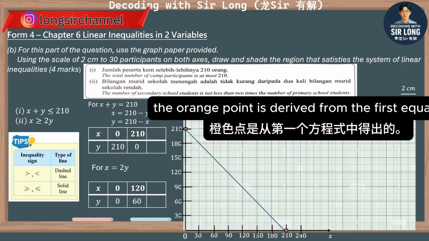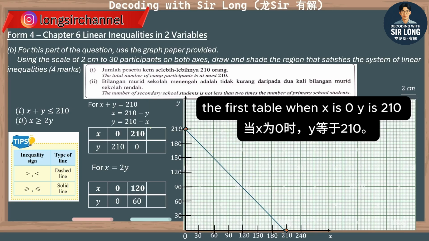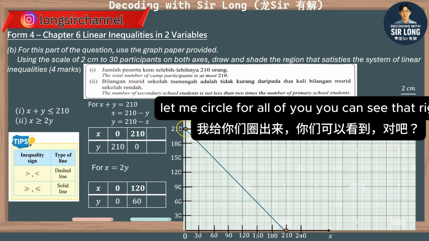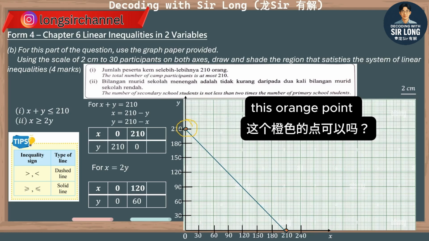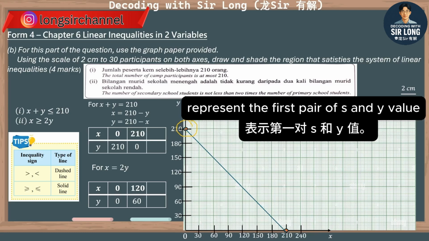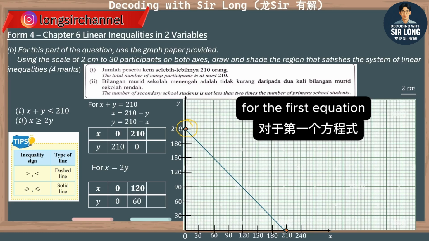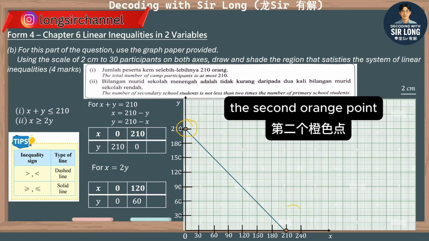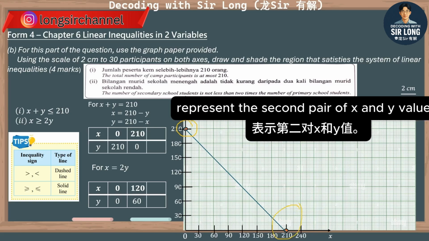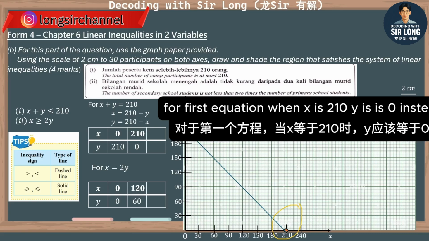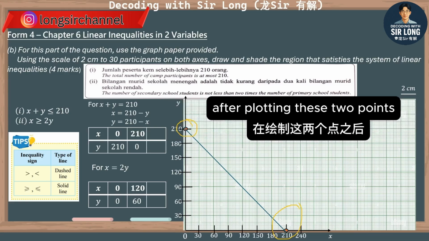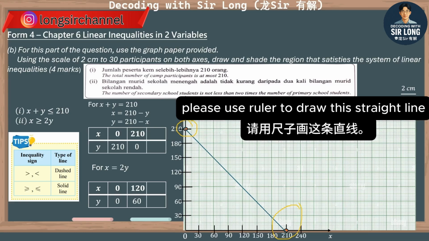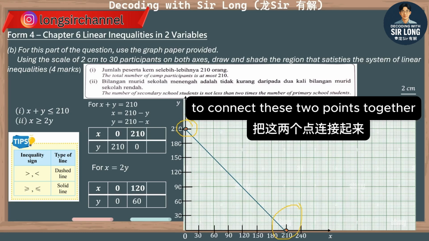Look at here. The orange point is derived from the first equation, the first table. When s is 0, y is 210. Let me circle it for all of you. You can see that, right? This orange point represents the first pair of s and y values for the first equation. And then look at the bottom side. The second orange point represents the second pair of s and y values for the first equation. When s is 210, y is 0 instead. After plotting these 2 points, please use a ruler to draw this straight line to connect these 2 points together.